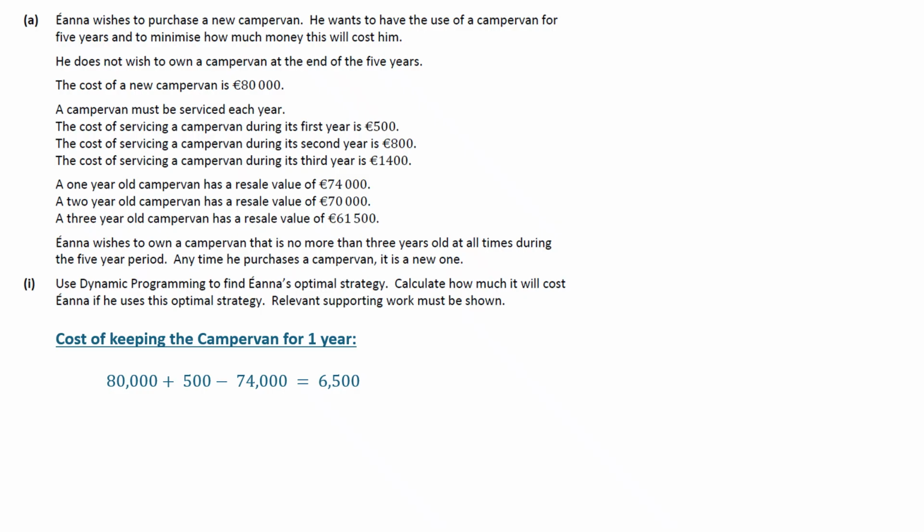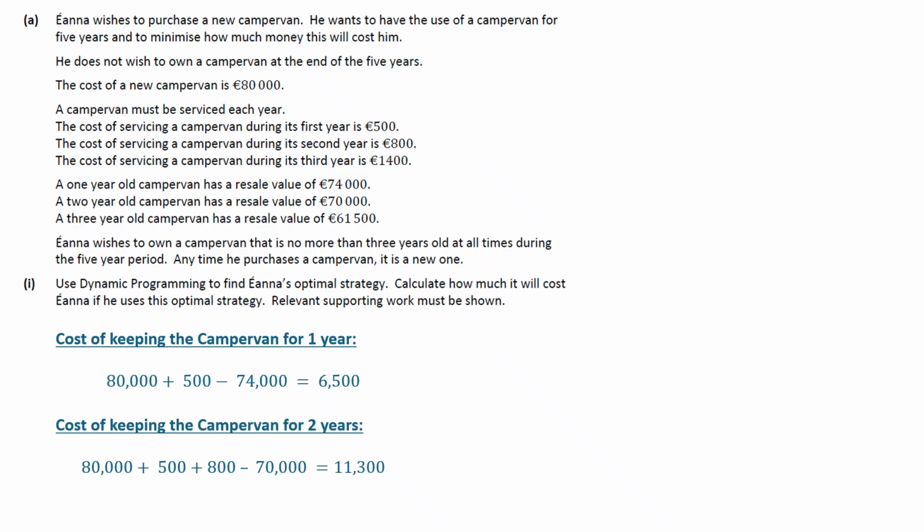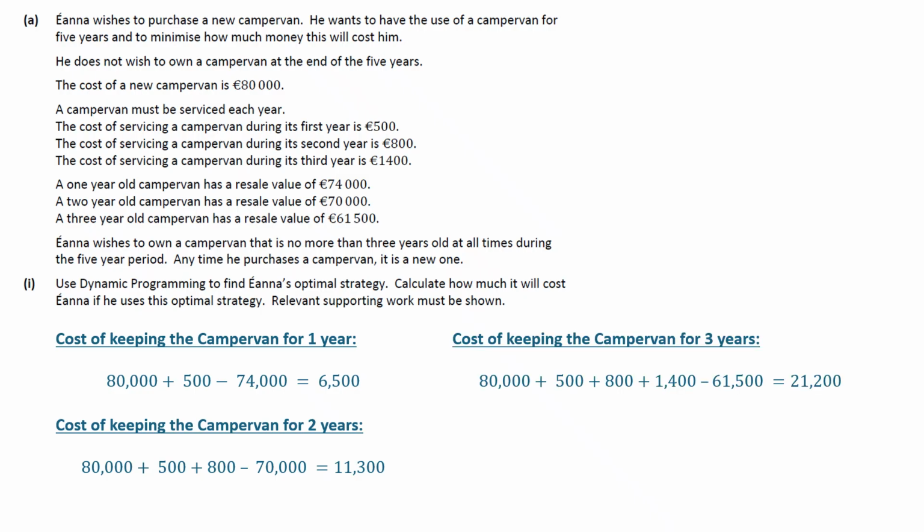So what's the cost if he does this for 2 years? So 2 years is going to be 80,000 plus your 500, plus then, because he has it in the second year, he has to service it in the second year. And when he sells it, it's now 2 years old, so he's only getting 70,000 for it. So the cost of keeping it for 2 years is 11,300. And then for 3 years, it's going to be 80,000 plus 500 plus 800 plus 1,400 because it's getting serviced in year 1, year 2, and year 3. And then when he sells it, he's getting 61,500 back. So that's an overall cost of 21,200 for 3 years.